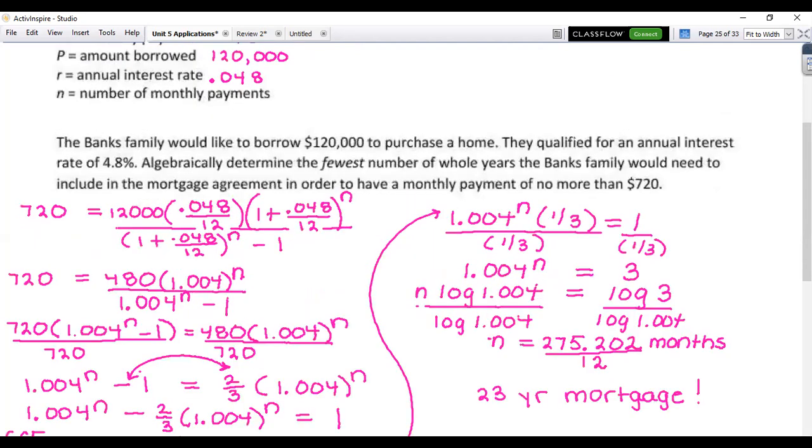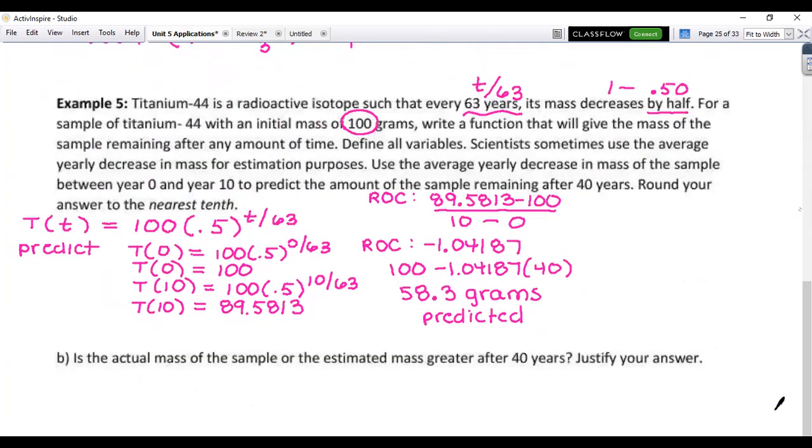So now part B here last. Is the actual mass of the sample or the estimated or predicted one greater after 40 years? So now you're going to compare this one to the one from the equation. So the one from the equation is here. So now I'm going to go T of 40 is equal to 100 times 0.5 raised to the 40 divided by 63.